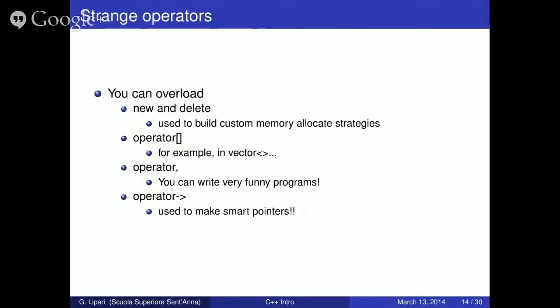You can overload the comma operator. And the comma operator is actually maybe useful if you want to write very funny programs, but in general is quite ignored most of the time. And you can overload the arrow operator, and this may be useful for implementing smart pointers. And in fact, this is another trick used in the standard library to implement smart pointers, like unique pointer, shared pointer. We are going to see that later on.